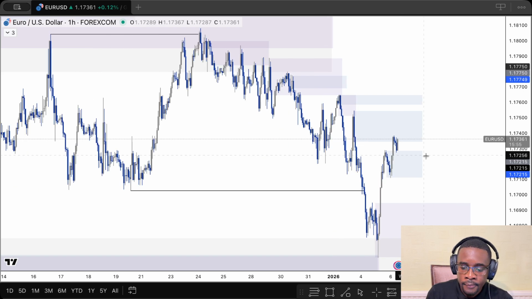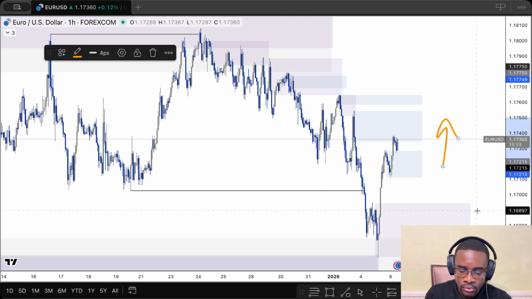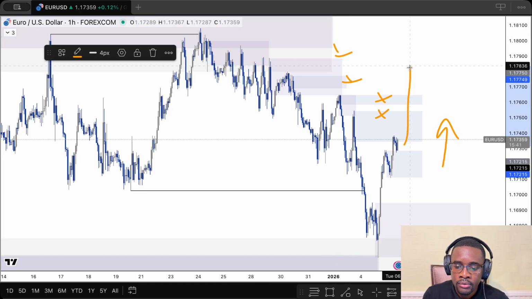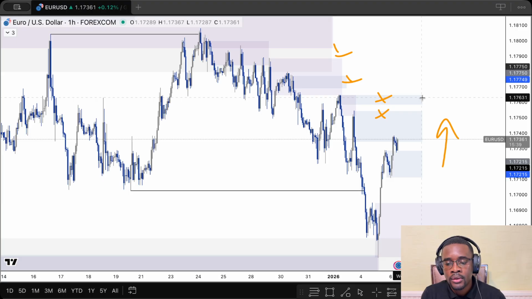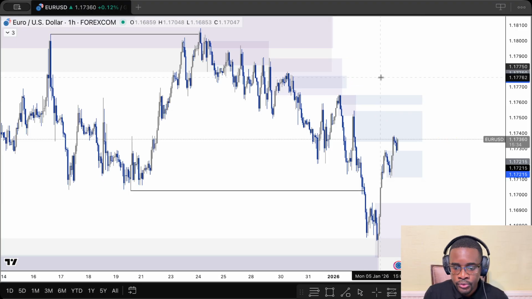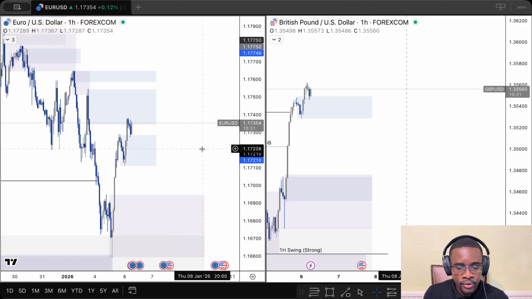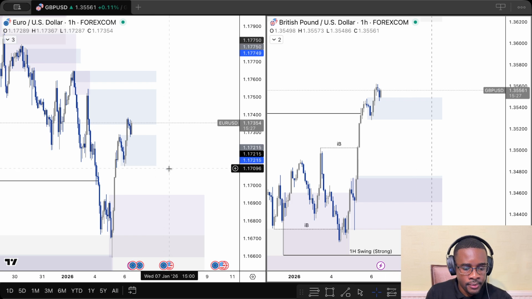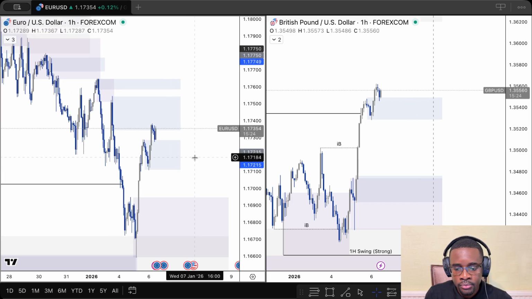But the bias is clear, we are bullish. So expect all of these to fail, and for us to just continue bullish from this area. So that's the analysis for today on both the pound dollar and the euro dollar. Expectation is clear, we are bullish, we're going long.